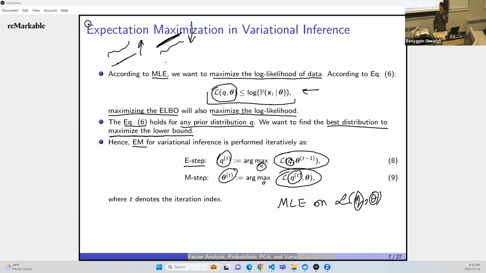I need to do expectation maximization. Recall expectation maximization in the Gaussian mixture distribution. I already talked about it. Therefore, we have to do E step and M step. In the E step, I found Q. I replaced Q with what I found, and in the M step, I found theta. I do it iteratively. It is an alternating optimization until convergence. t denotes the iteration index. And this is expectation maximization for variational inference. What we are talking about is called variational inference.